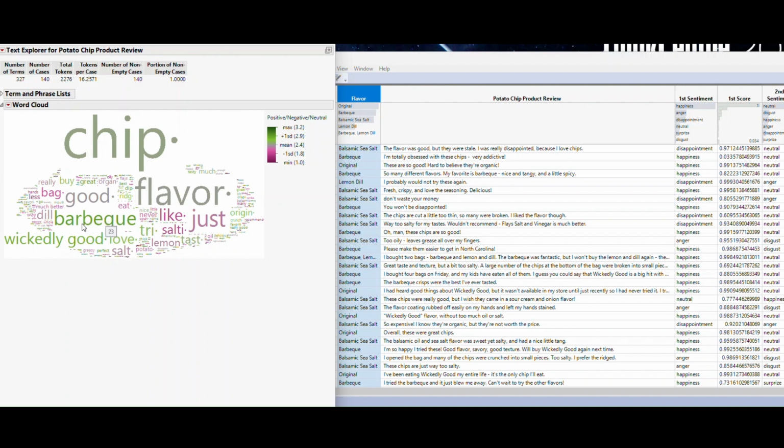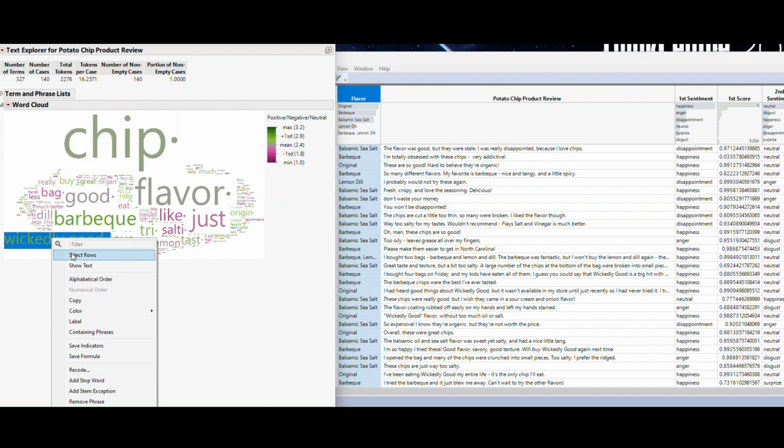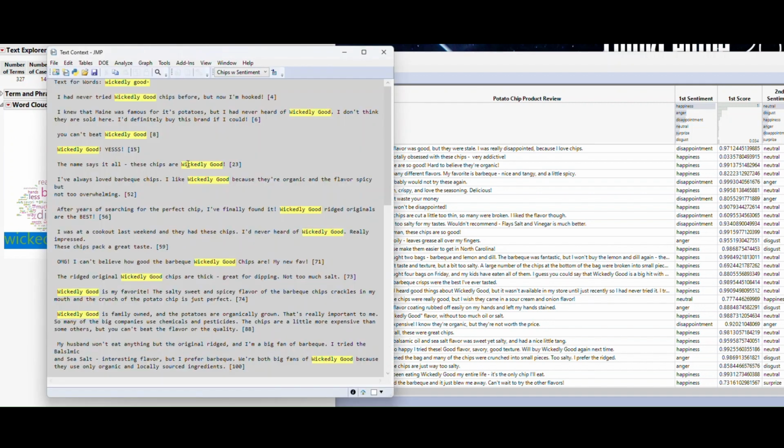Barbecue and wickedly good are in green and are quite often used. Let's take a look at how wickedly good is used. Almost always in a positive sentence.